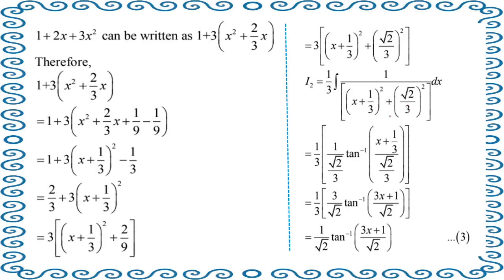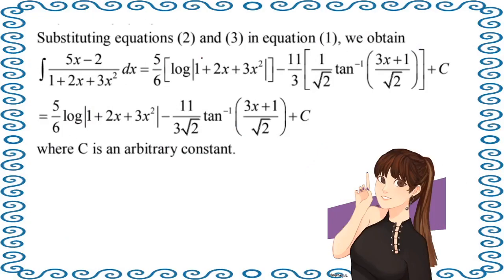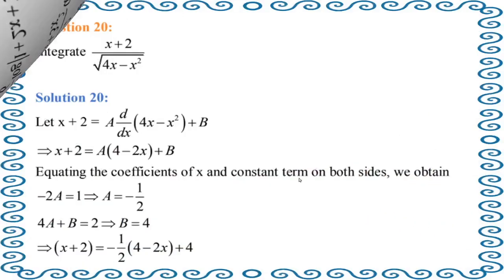So which identity is this? x square plus a square, right? 1 by a tan inverse x by a. So this is the integral. Solve it, and this is the third equation. Now put all these values from 2, 3 and 1. We are putting the values of I1 and I2 in the given integral. Okay, and this is equal to 5 by 6 log this thing minus 11 by 3 root 2. This is constant, so outside, tan inverse (3x plus 1) by root 2, plus c, some constant.